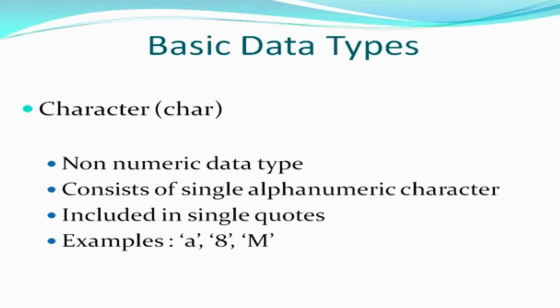It can consist of alphabets and numbers both, but for the numbers that are used as characters, I cannot perform arithmetic calculations on them. The characters are included in single quotes, as you can see in the examples. In this example, small a, 8. Now 8 is a number, but when 8 is included in single quotes, it becomes a character. It is no longer an integer data type. 8 without the quotes is an integer data type.